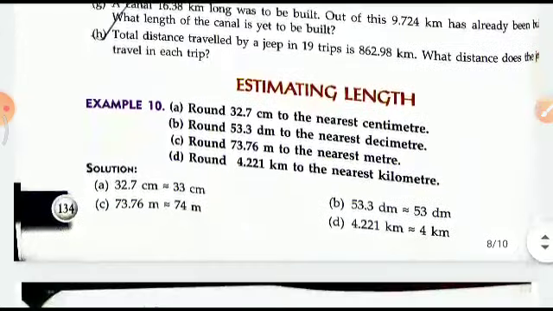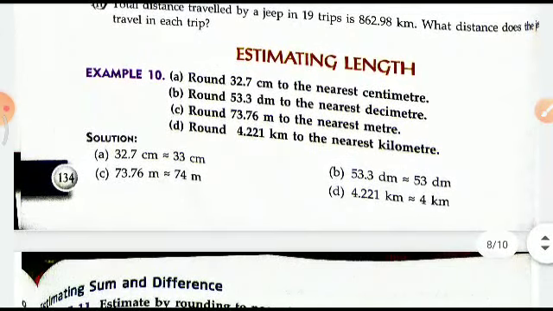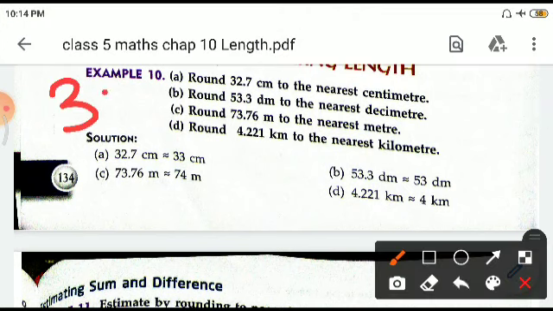Now estimation of length, this is approximation. Now round 32.7 centimeters to the nearest centimeter, right? Nearest centimeter, that is, we have to remove the decimal part. Now 0.7, let me take this 32.7.